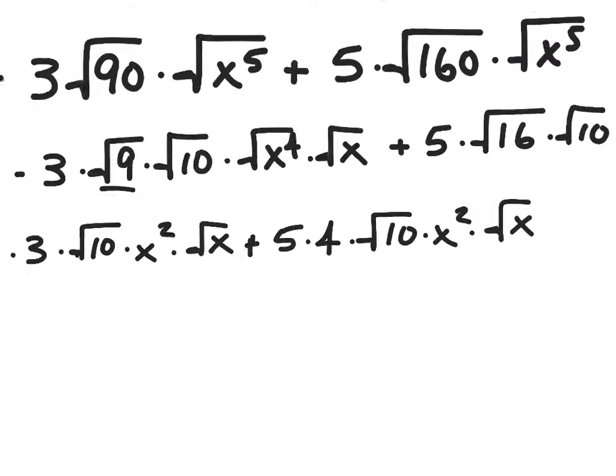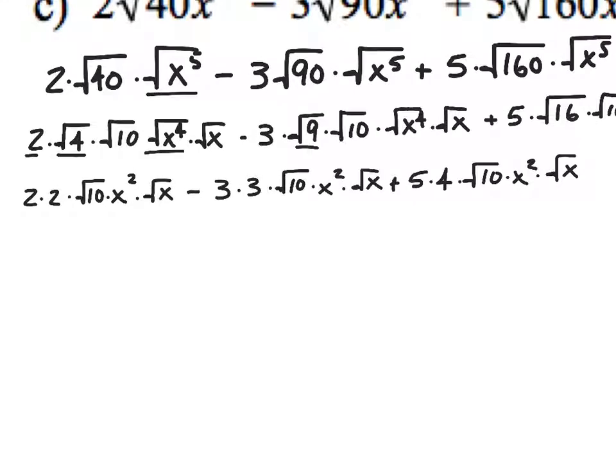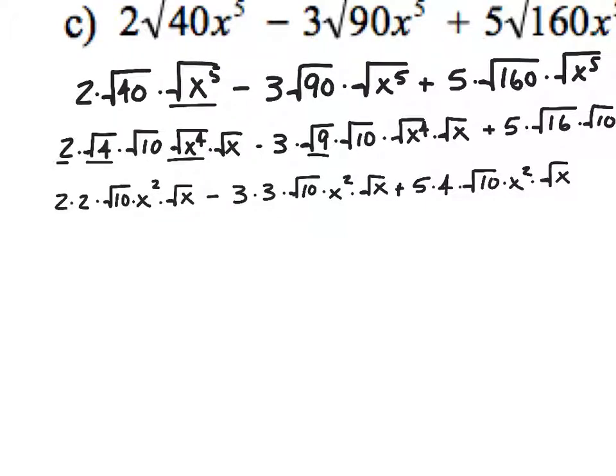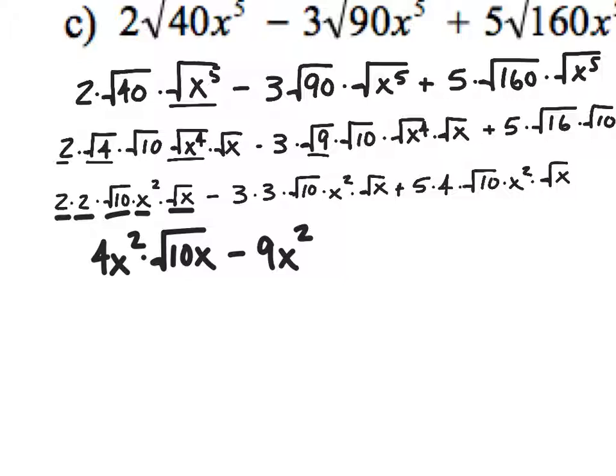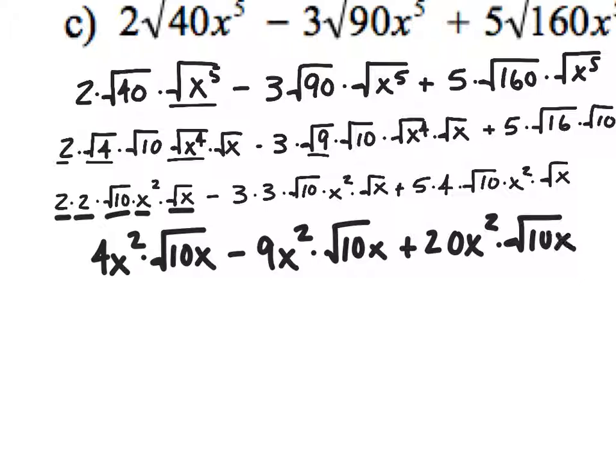Now what I want to do is kind of reorder everything. And I can make this a little bit bigger. If I do 2 times 2 times x squared, that's going to give me 4x squared times the square root of 10x. I can combine these two. Minus 9x squared times the square root of 10x. And then plus 20x squared times the square root of 10x.